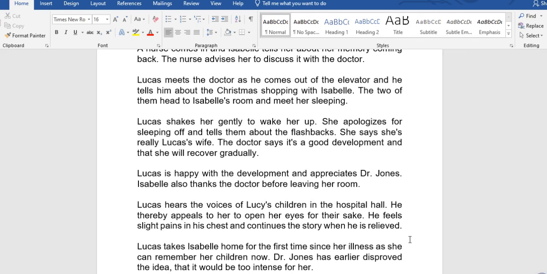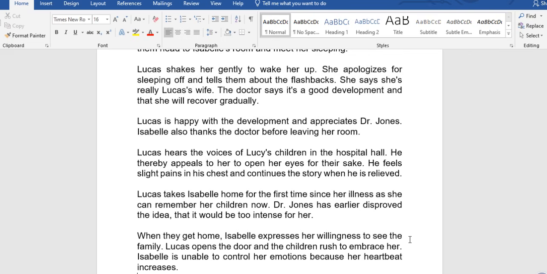The doctor says it's a good development and that she will recover gradually. Lucas is happy with the development and appreciates Dr. Jones. Isabel also thanks the doctor before leaving her room.